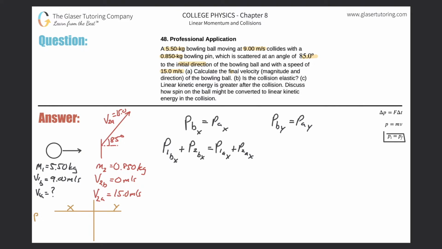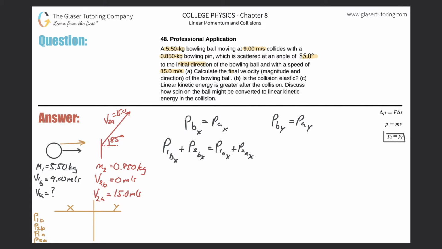Where you got the momentum of the first object before the collision, we have the momentum of the second object before the collision, then we have the momentum of the first object after, and the momentum of the second object after. Okay, so let's start plugging in some of these x values, and maybe we know them already. So if we had to think about the ball before the collision, what is it doing?